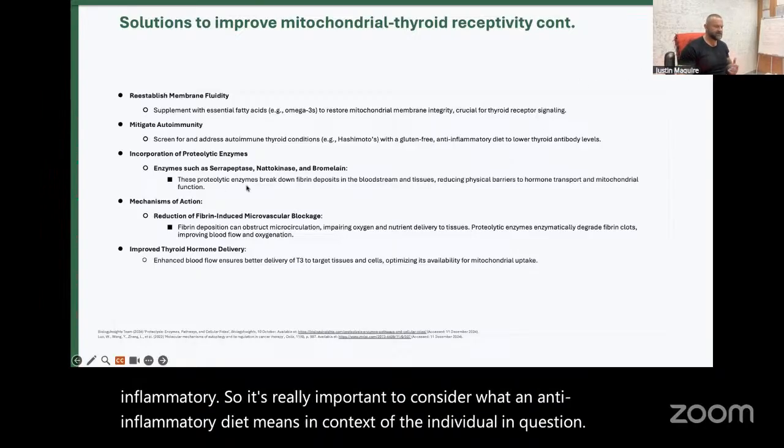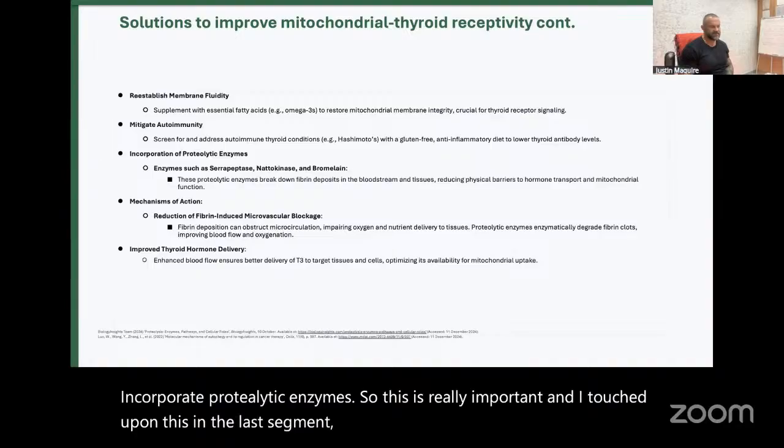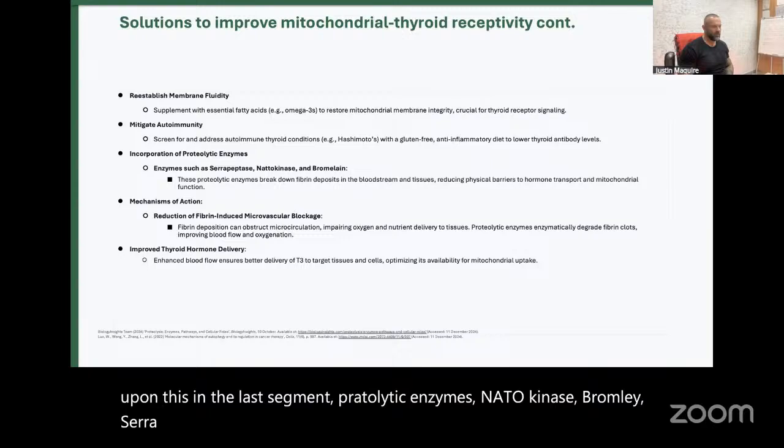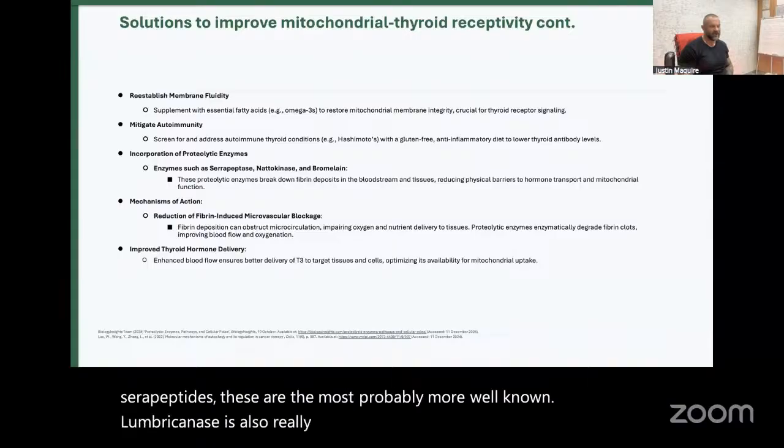Incorporate proteolytic enzymes. This is really important, and I touched upon this in our last segment. Proteolytic enzymes: nattokinase, bromelain, serrapeptase. These are probably the more well-known. Lumbrokinase is also really good for those who have a plaque buildup in the arterial tract.